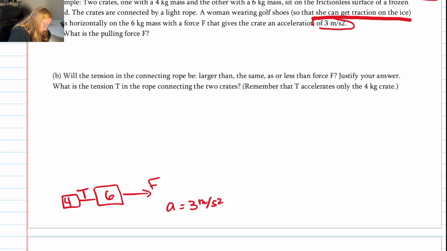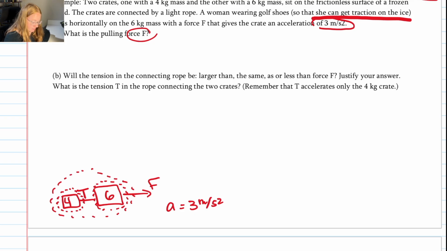Okay, so we do have a tension. We have an overall force. This first part A just wants the pulling force. So when you have multiple objects, there's several ways you can approach this problem. You could draw a boundary around a single object. So you could draw a boundary around 4 and do an F net equation on that. You could draw a boundary around 6 and do an F net equation on just the mass of 6. Or you could actually draw a free body diagram around all the objects and do a net force on that.